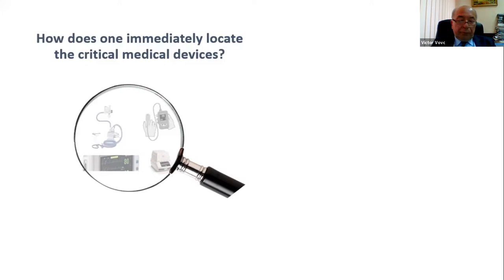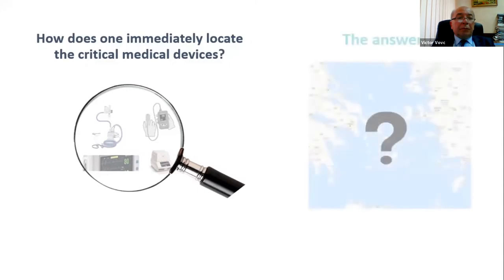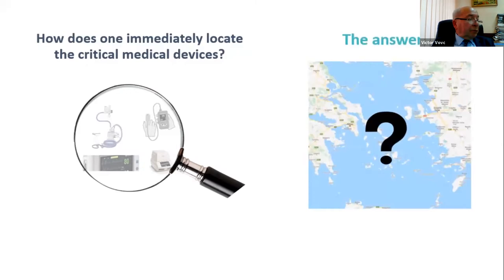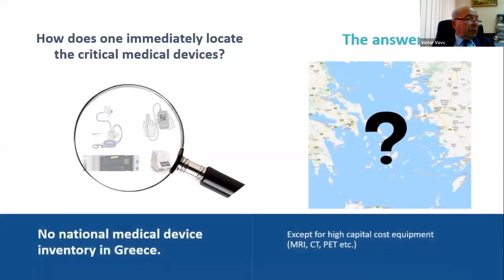So, how do I find the ventilator that is missing and is needed in one intensive care unit that might exist somewhere else and be out of use? And the answer to this question, unfortunately, is quite simple, and it is that you don't. And you don't because there is no national medical device inventory existing in Greece, except for some very high capital cost equipment like MRIs or CTs.